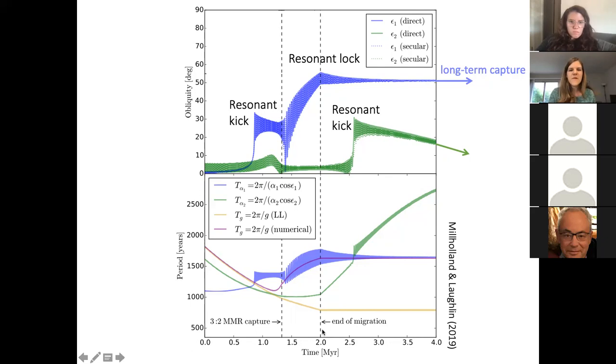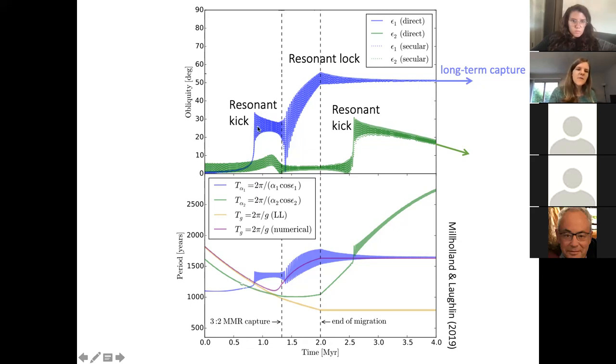So if we focus on this plot first, the blue and green here are showing the periods of the spin axis precession of the two planets, and the purple is showing the period of the orbital precession. So you can see that the inner planet first encounters this resonance where the spin precession period becomes equal with the orbital precession period, and this kind of excites the obliquity.